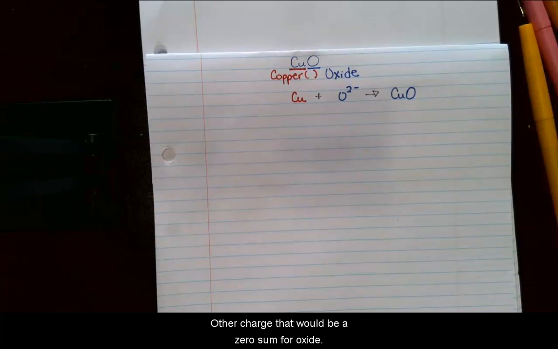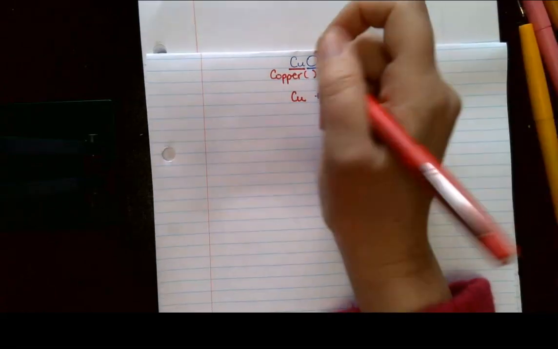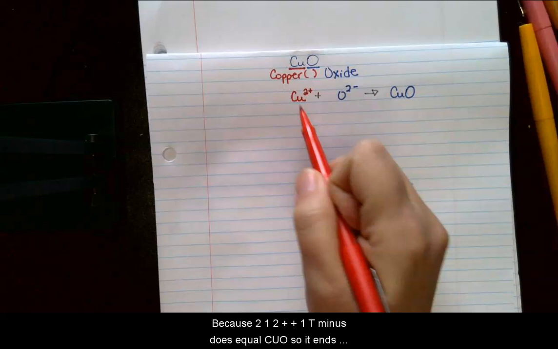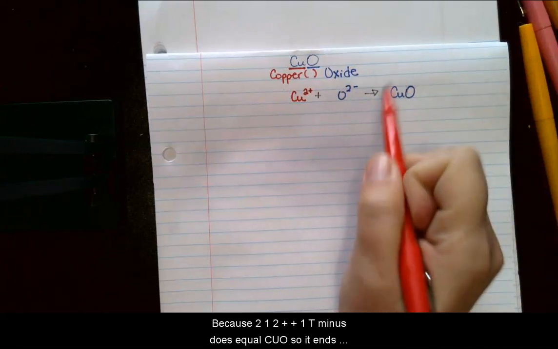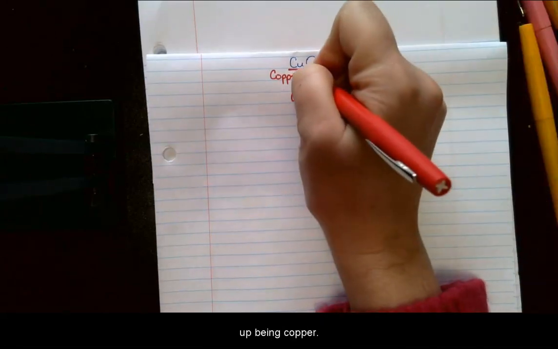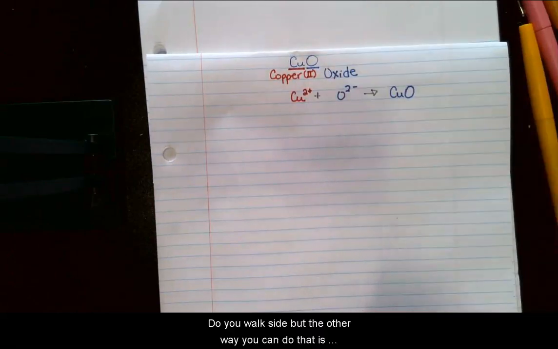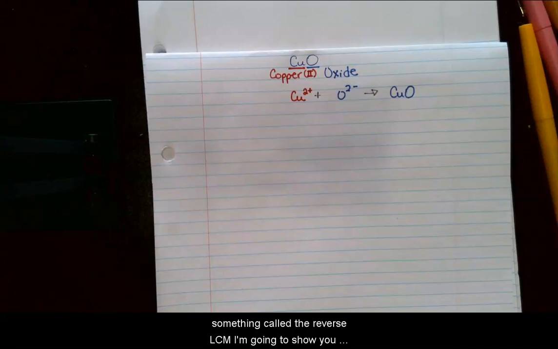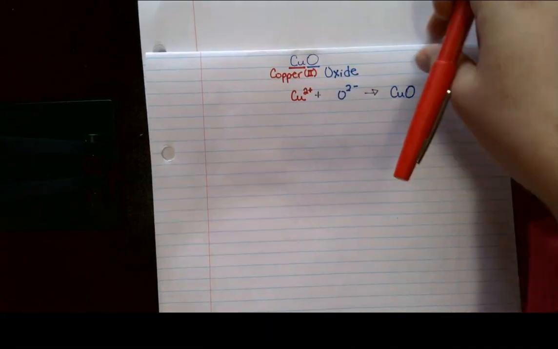Well, the only other charge that would be a zero sum for oxide, so 2 minus, copper would have to be 2 plus, because 1, 2 plus and 1, 2 minus does equal CuO, so it ends up being copper(II) oxide. But the other way you can do that is something called the reverse LCM. I'm going to show you what that looks like.